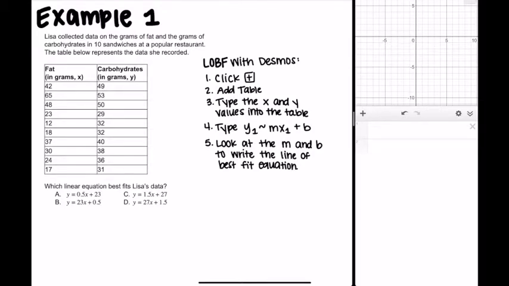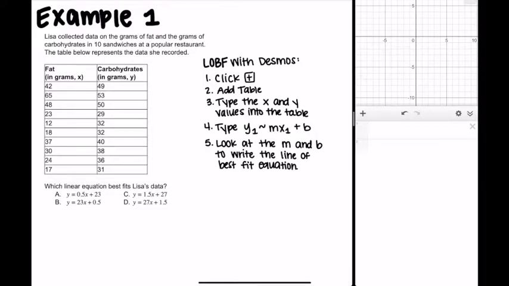Let's do some more examples of finding the line of best fit given a table. In example 1, Lisa collected data on the grams of fat and the grams of carbohydrates in 10 sandwiches at a popular restaurant. The table below represents the data she recorded. Which linear equation best fits Lisa's data?